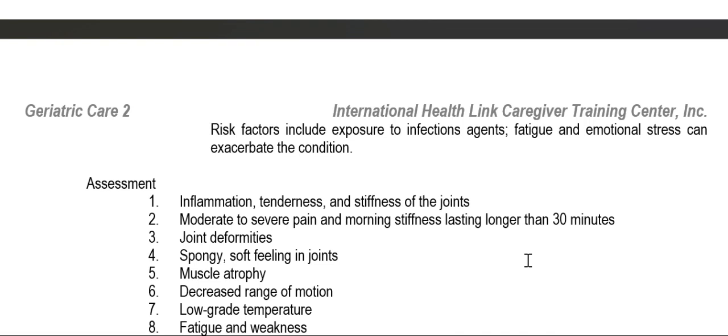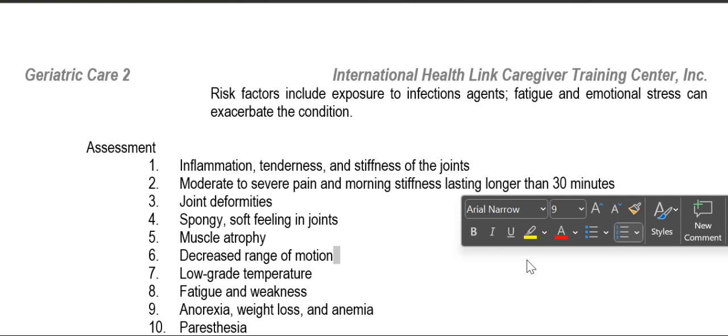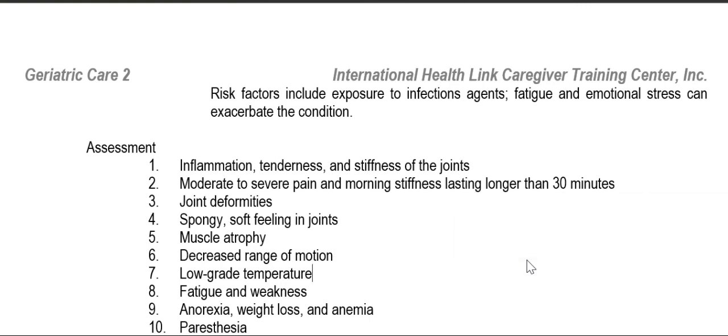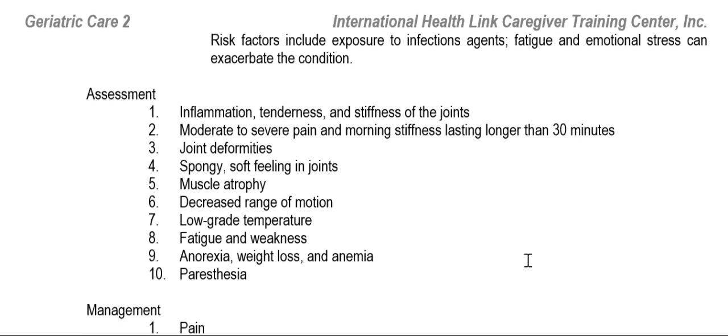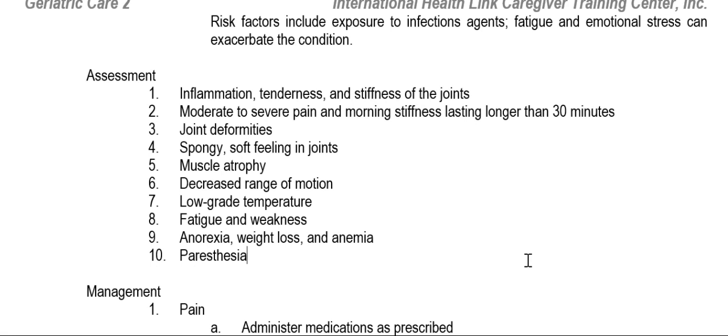Muscle atrophy, mugamay ang imong mga muscles. Decreased range of motion. This is brought about by your pain. Low-grade temperature because it has inflammation. There will be fatigue and weakness, and for some, they suffer from anorexia, weight loss, and anemia. Paresthesia or poor sensation of pain.